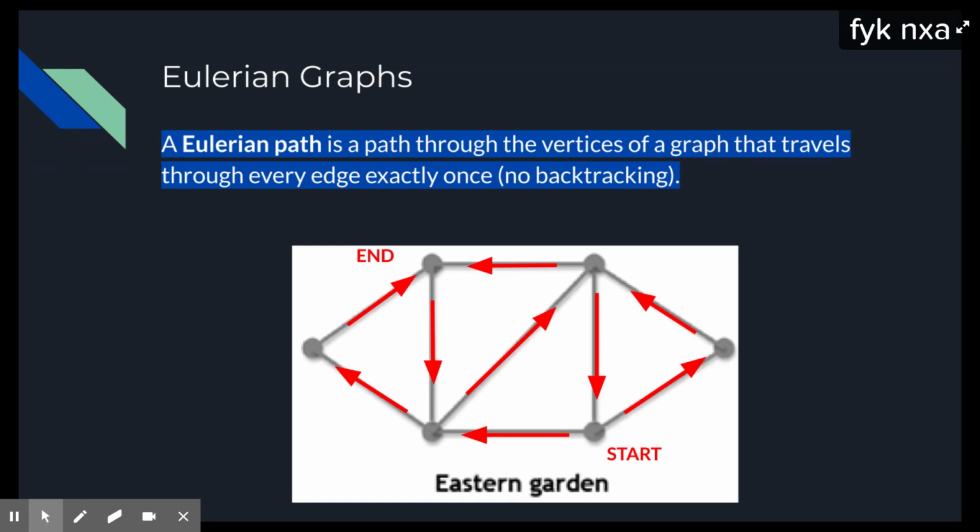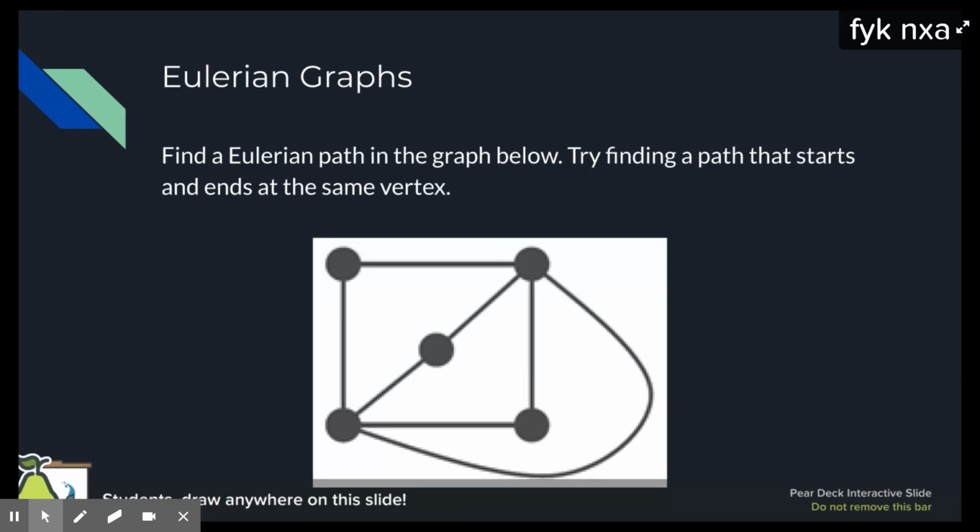So here's the last problem of the day. Here's the last thing I want you guys to do, and then we're done. Here's another graph. It's smaller this time, so it should be a little bit quicker. I want you guys to find a Eulerian path in this graph, but this time I want you to find a path that starts and ends at the same vertex. So start and end at the same spot. Find a Eulerian path where you use every edge one time, but start and end at the same vertex.